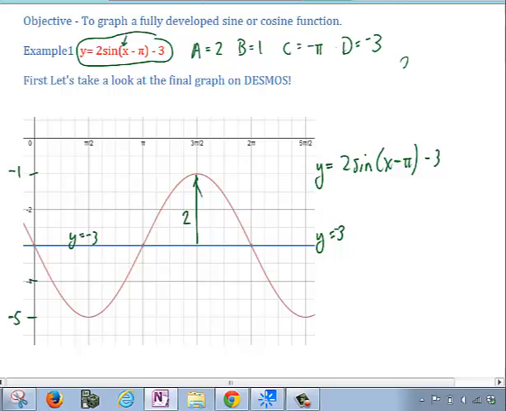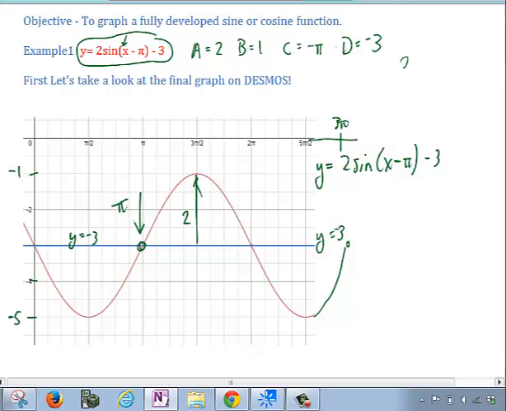You can see that since it's a sine function, it starts right here at pi, and it proceeds to go through a full cycle by the time it gets to this value here, which would be 3 pi.